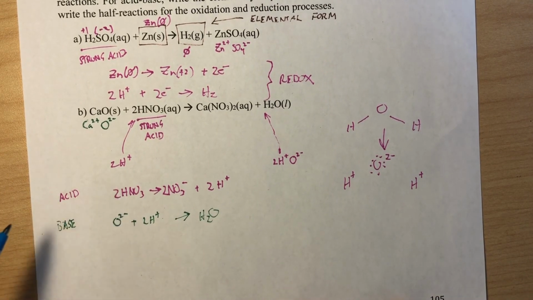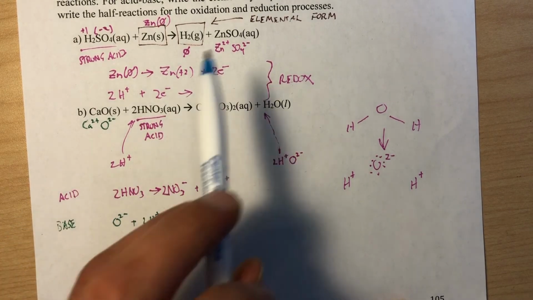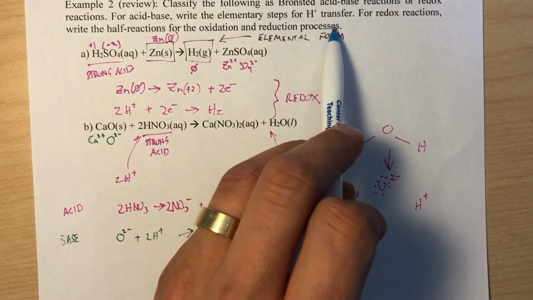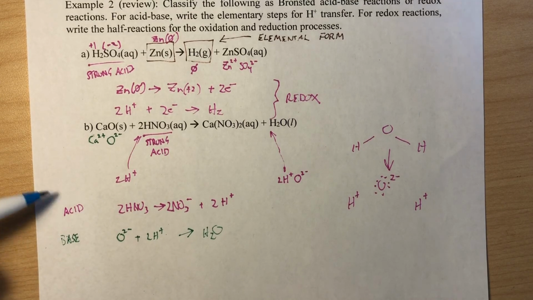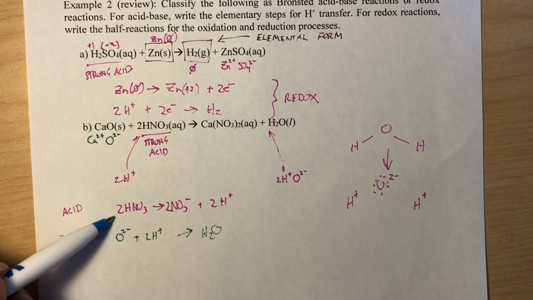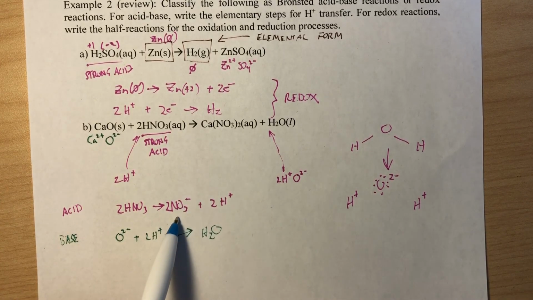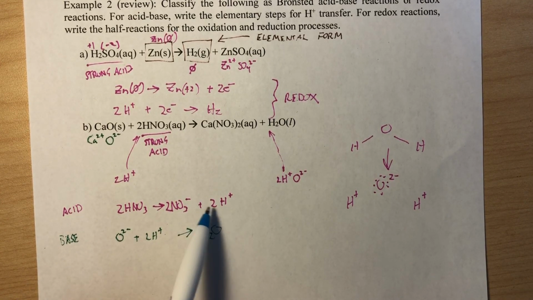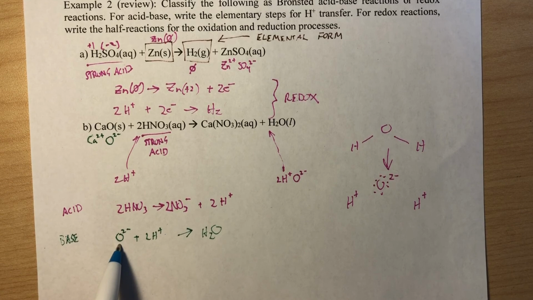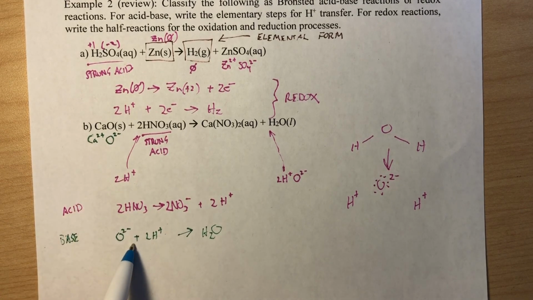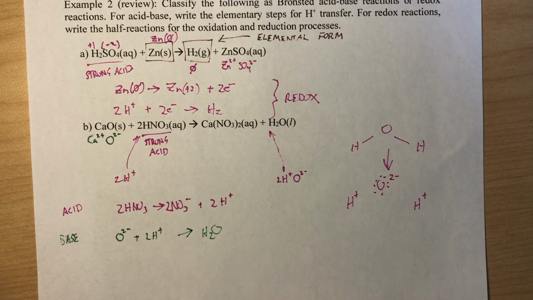Okay, so now we know that we have an acid-base reaction. Let's write out the elementary steps for proton transfer. Our acid is 2 equivalents of nitric acid producing 2 equivalents of nitrate, which shows up paired with calcium, and 2 equivalents of protons. Those 2 protons are going to react with the oxide from calcium oxide, which acts as a proton acceptor, as a base, to form water in our product. And that's where we're going to end today.